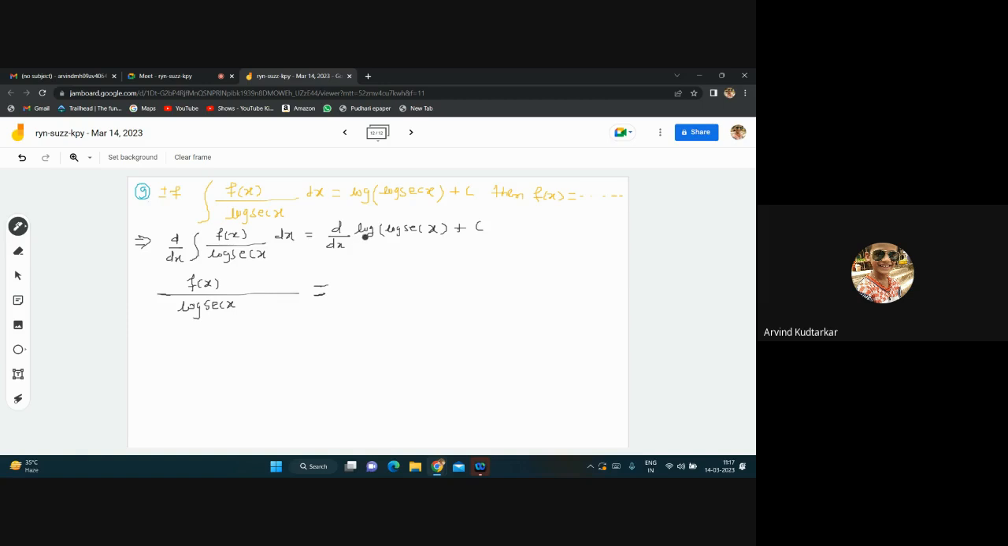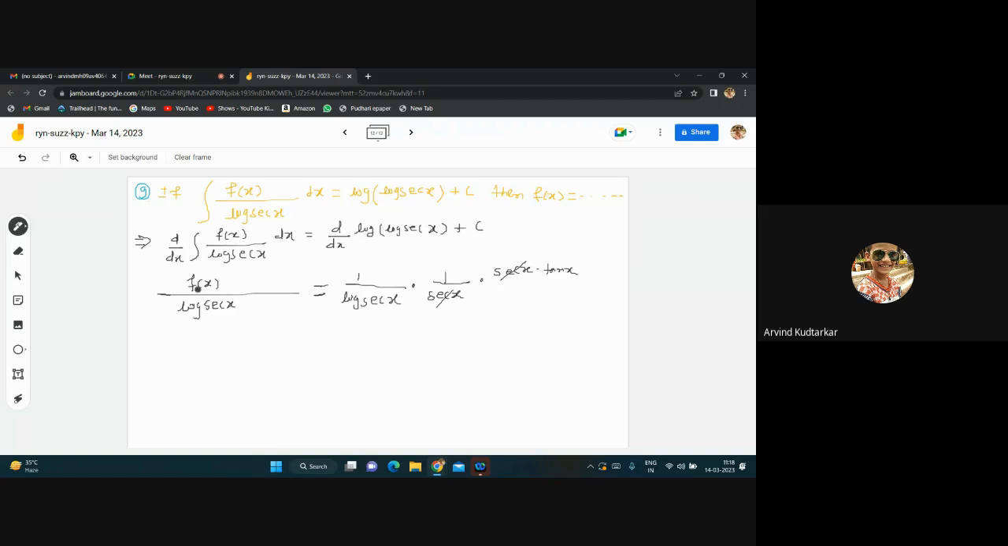So what is the derivative of log? The derivative of the first log is 1 upon log of sec x, into the derivative of the first logarithmic term. So what is the derivative of the second logarithmic term? We get 1 by sec x, into the derivative of sec x, which is the third function. The derivative of sec is sec x into tan x. And the derivative of a constant is 0. So this sec and that sec get cancelled.